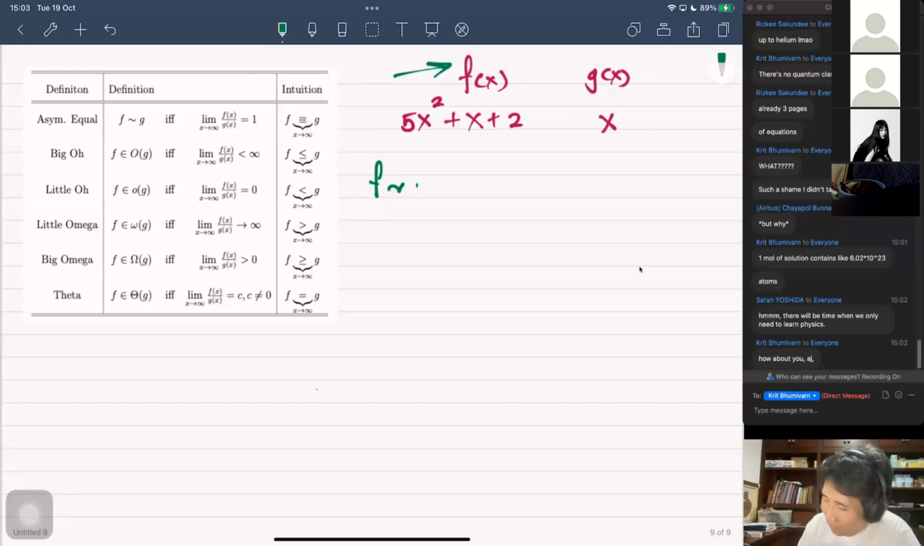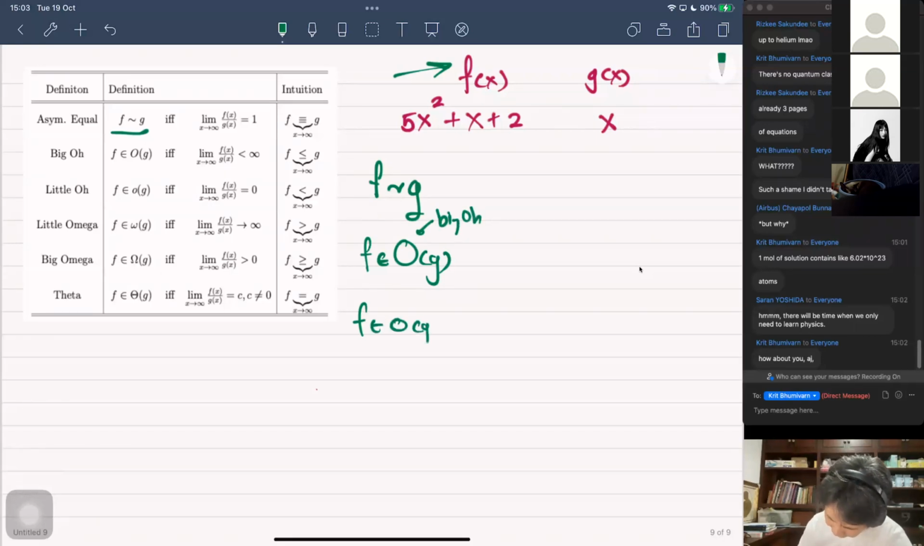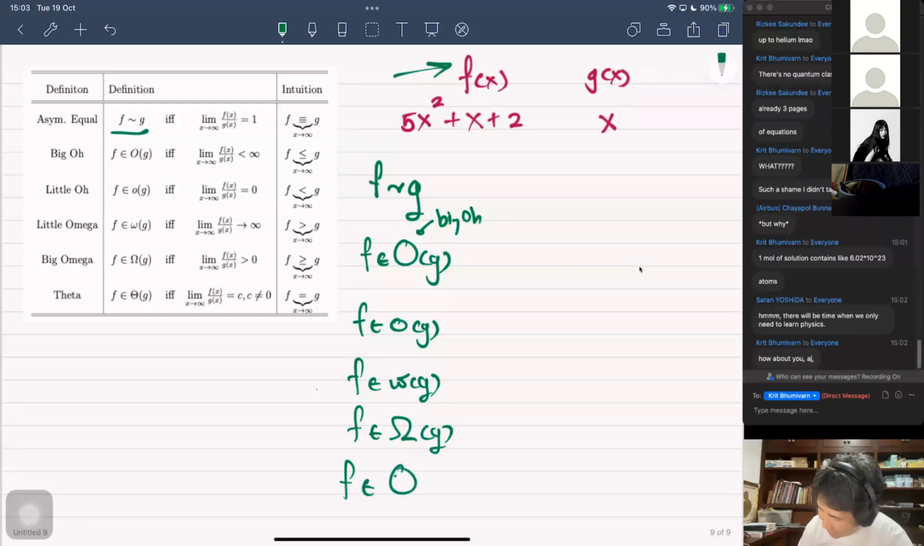Okay, I want to answer the following question. Is f asymptotically equal to g? Is f in O of g? This is called big O. And is f in little o of g? Is f in omega of g, or f in theta of g? Okay, that's good. We just want to check whether it satisfies the following question.